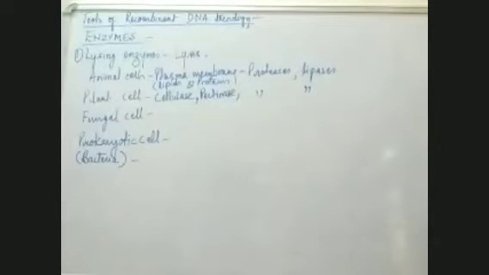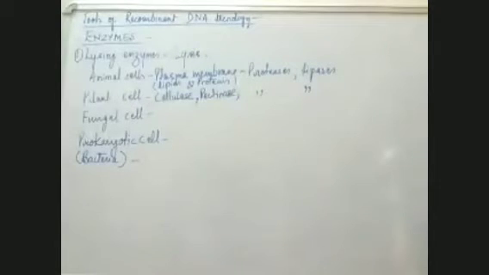Then comes the fungal cell, if we want to obtain the material from a fungal cell. See, fungus was first kept in the plant kingdom. During classification, fungi was a group of the plant kingdom. It was included in the plant kingdom because of the presence of cell wall.